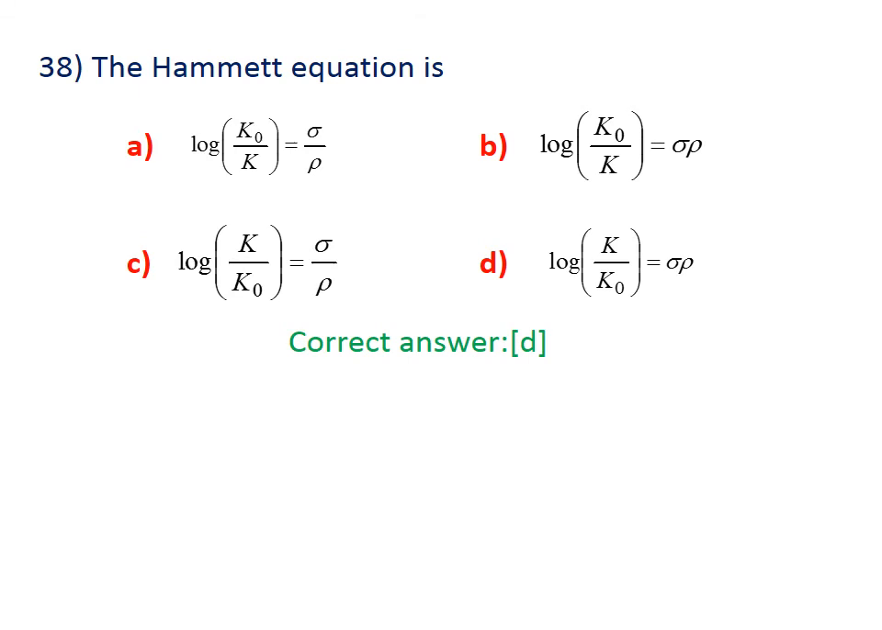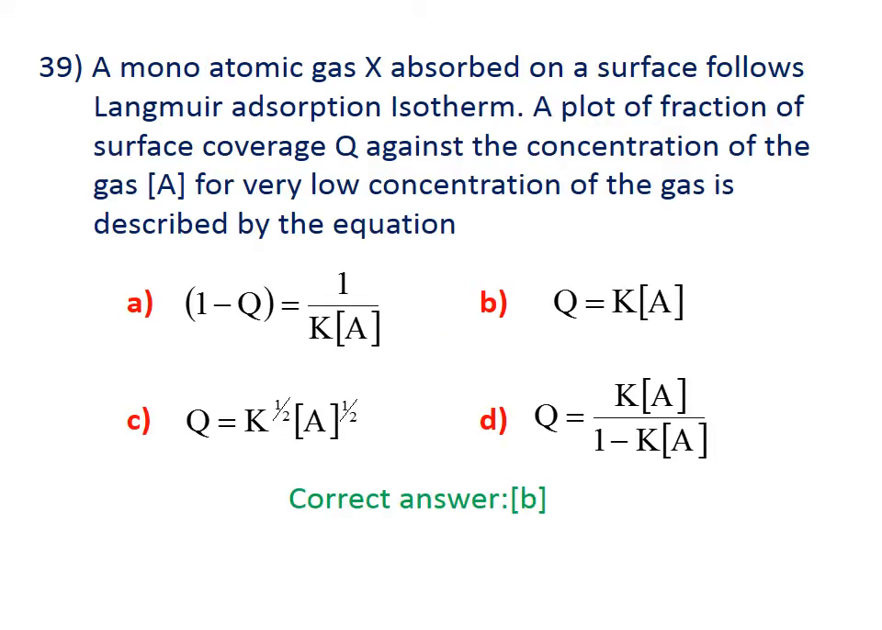Answer D is correct. A monoatomic gas A adsorbed on a surface follows the Langmuir adsorption isotherm. A plot of fraction of surface covered theta against the concentration of gas A, for very low concentration of the gas, is described by the equation. You know very well, if it follows the Langmuir adsorption isotherm, the amount of gas adsorbed on the surface is directly proportional to the concentration of A. Therefore, theta will be equal to a constant K into the concentration of A. The correct answer is B.